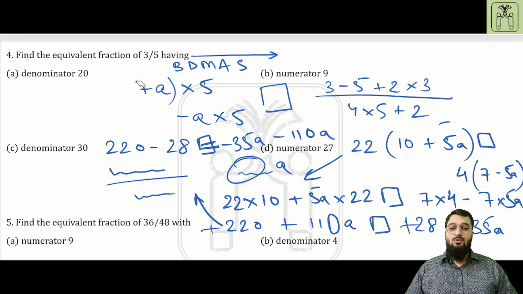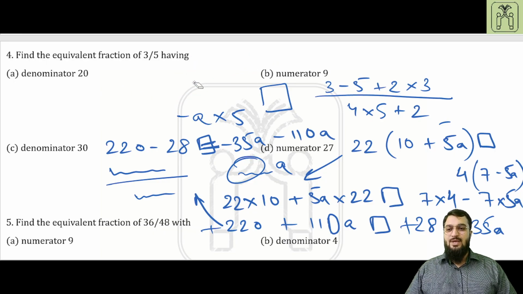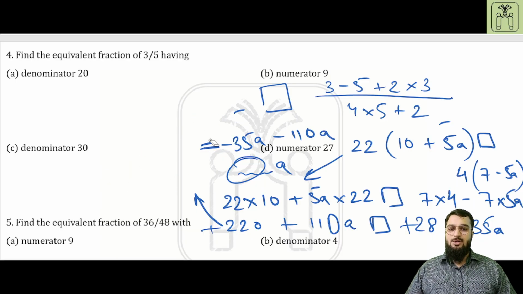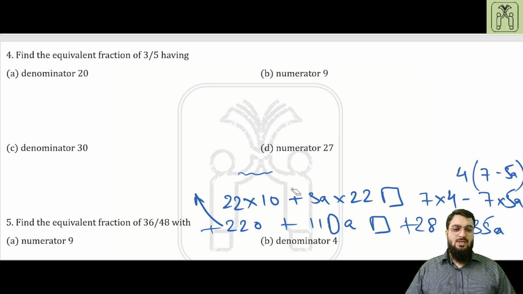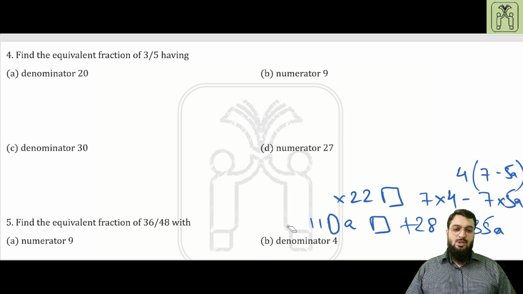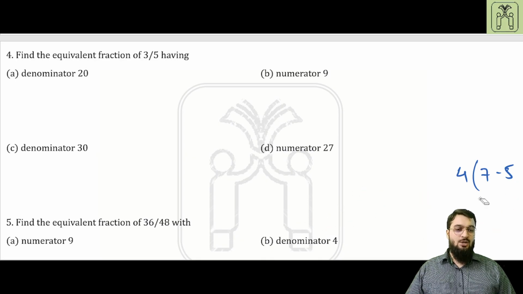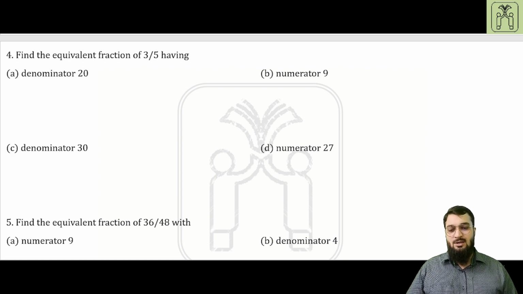Chalo, coming to question number 4. So let us read question number 4. What is it? Question number 4 says, find the equivalent fraction of 3 upon 5 having denominator 20, numerator 9, and so on. So certain situations have been given to us as to we have to find equivalent fractions with particular numerators and denominators. So how will we do that? Let us come to that.